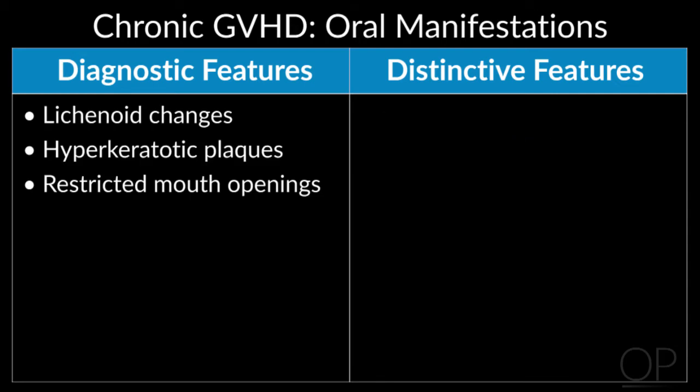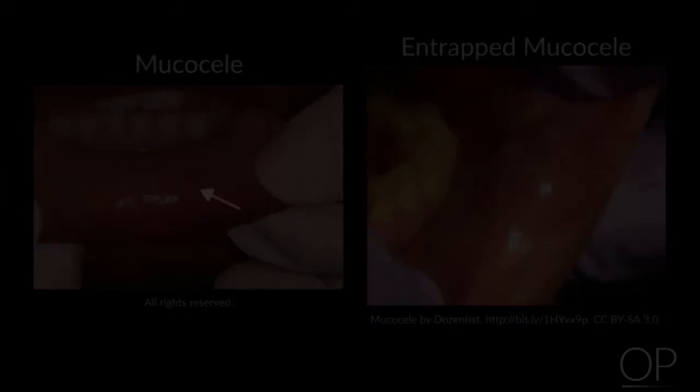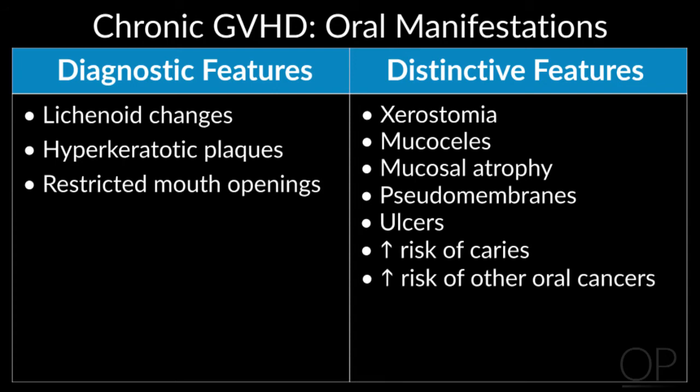Within the mouth, chronic GVHD is often accompanied by xerostomia, mucoceles, and I'll show a picture of a mucocele in a moment. Mucosal atrophy, pseudomembranes, ulcers. Other things to think about are the increased risk of caries. So graft-versus-host disease can cause scarring of your salivary glands and ducts, and so without that saliva, and also difficulty sometimes with oral hygiene due to the pain that's associated with brushing or other things, those patients are at increased risk for cavities. The increased risk of other oral cancers.